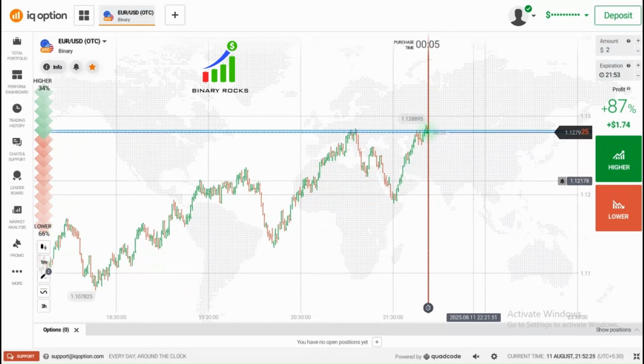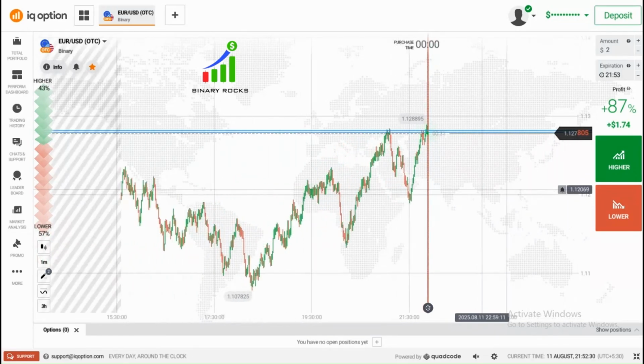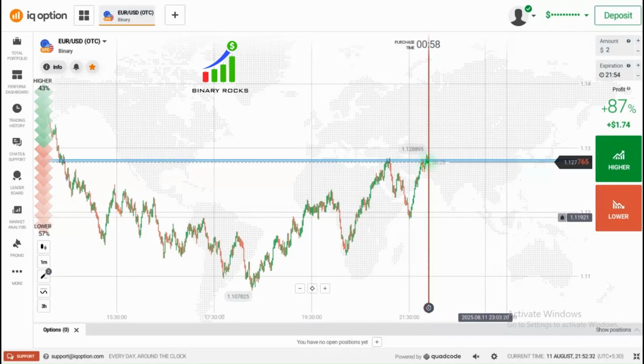If you check here, I have opened an OTC pair. As of now, if you check, I have plotted only one level, which is a resistance area. So we will continue the trade from the next candle.